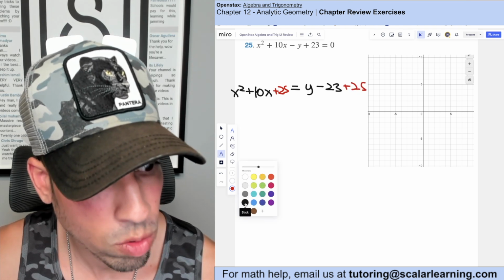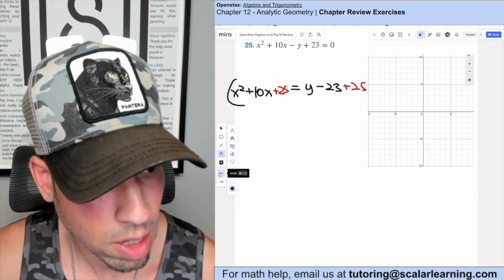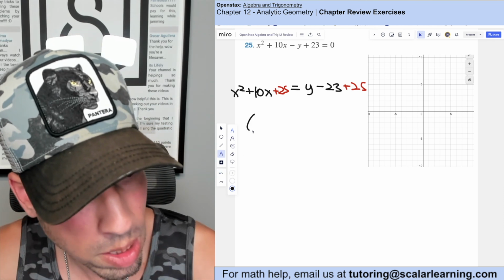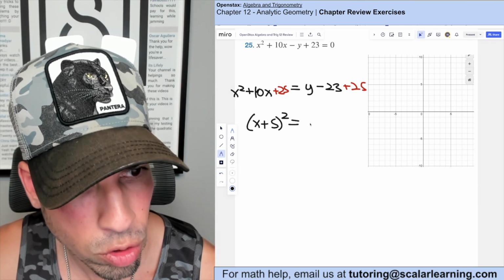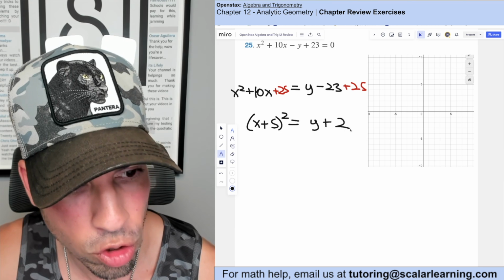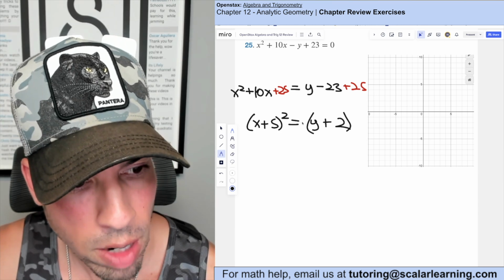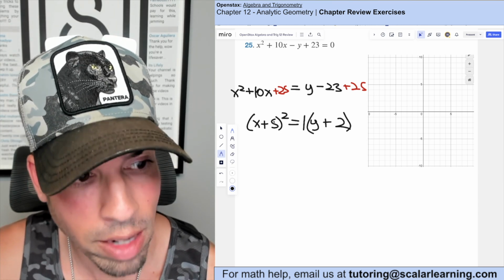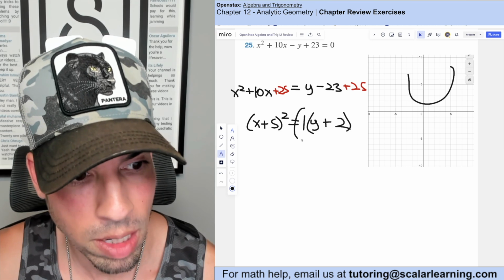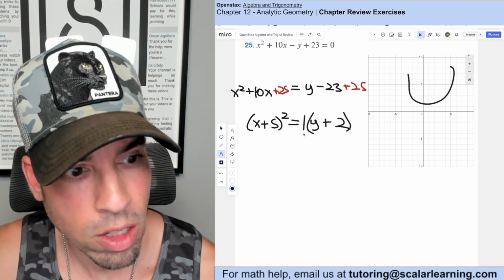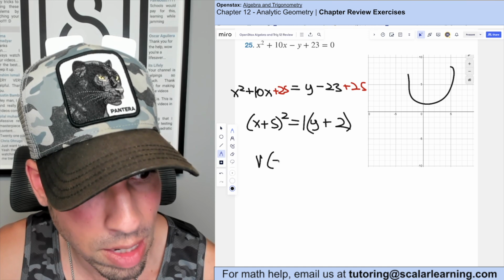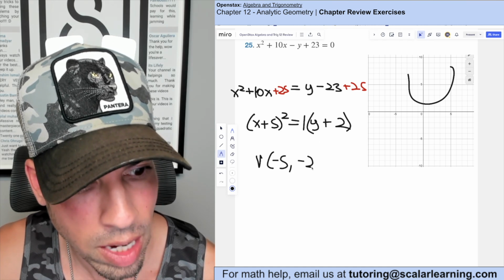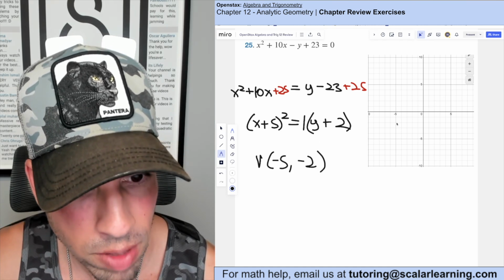And then we're going to factor this, because it's a perfect square. So that's going to be x plus 5 squared is equal to y plus 2. Now, since there is no value out here, I'm just going to put a little 1 in. Since it's x squared, we know that this is going up, again, because this is positive. So now let's figure out the vertex. The vertex is going to be the opposite of that, negative 5. The opposite of that, negative 2. So that's going to be negative 5, negative 2, like so.